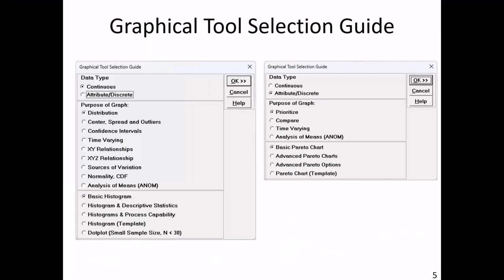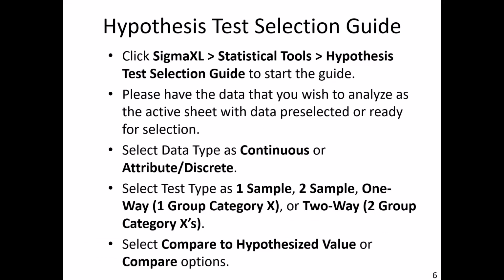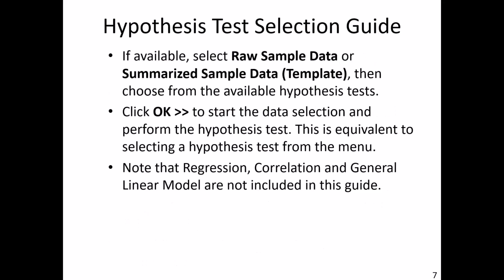Then the next one that's new is the hypothesis test selection guide. Just a comment, you can either go with raw sample data or summarized sample data. If you have summarized sample data, you'll be using a template. If you have raw sample data, you'll be going through the menu. Again, just like we did with the graphical tools, you want to pre-select the data and then use the hypothesis test selection guide. Note that regression, correlation, and general linear model are not included in this guide. That's something we'll put in a future version, but for now, it's strictly hypothesis testing.